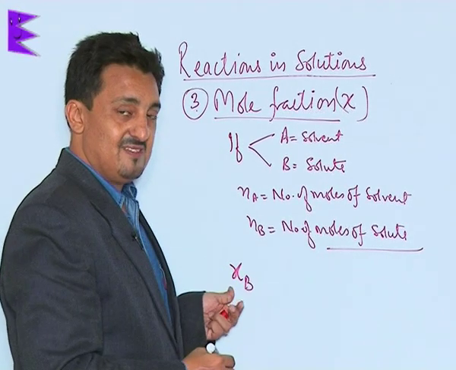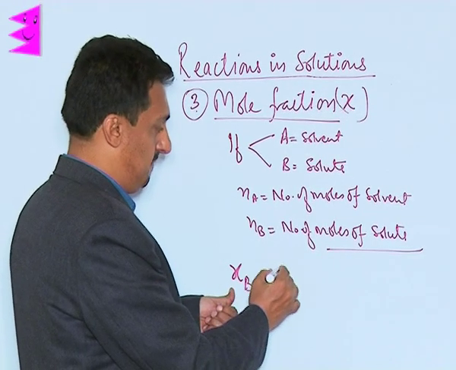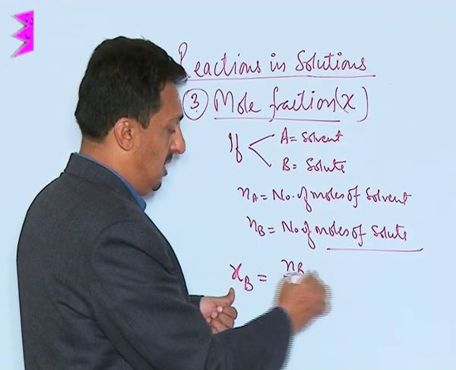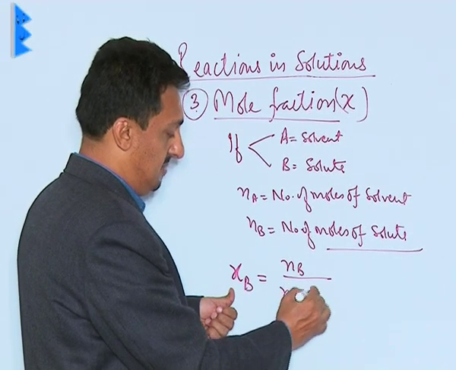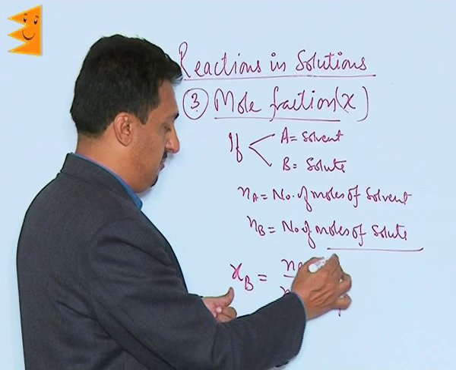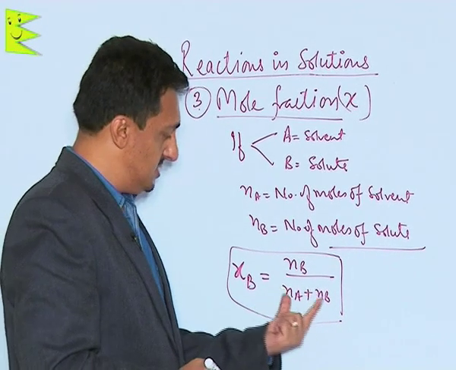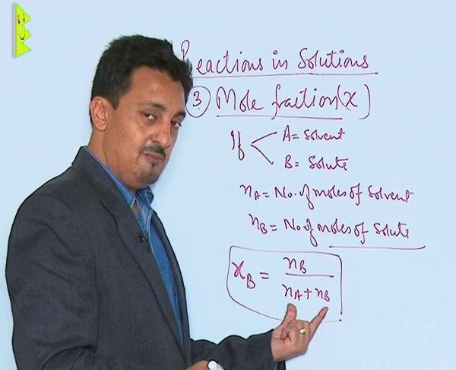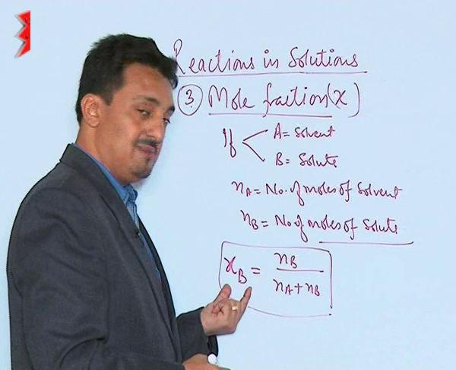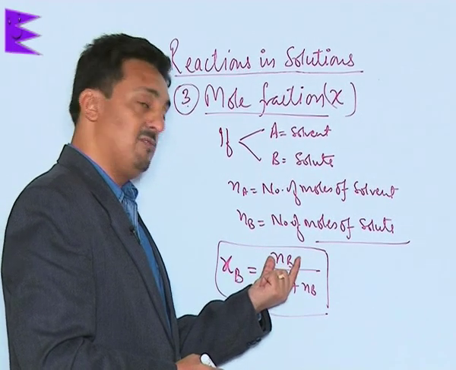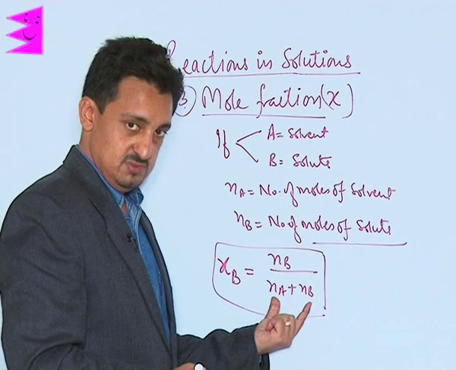So the mole fraction, which is expressed as chi of the solute, will be the ratio of number of moles of the solute upon the sum of the number of moles of both A and B. So this is the total number of moles of all the components. This is the number of moles of the particular component whose mole fraction is to be determined. So it is the ratio of the number of moles of a component upon total number of moles of all the components of the solution.